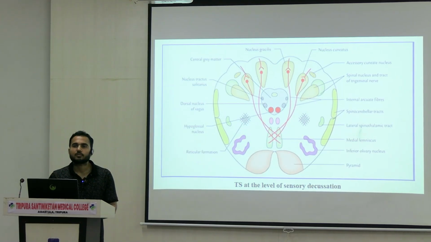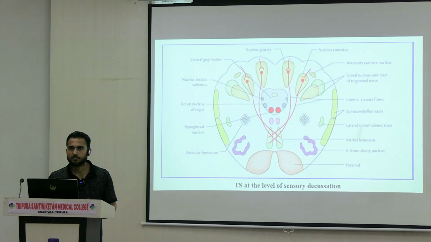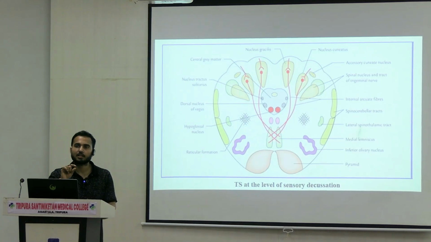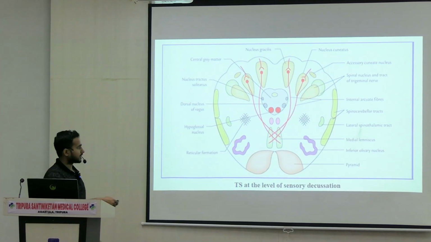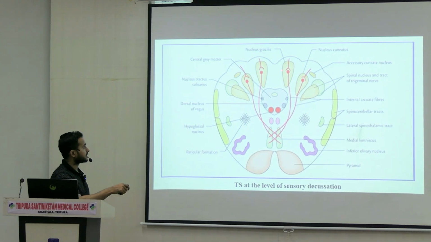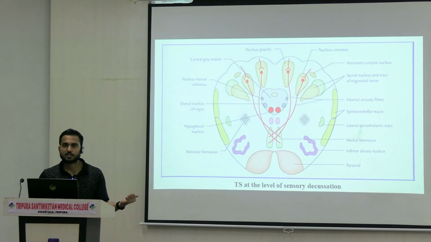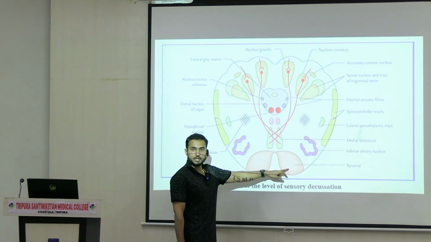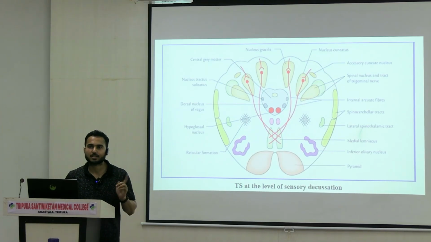Now in sensory decussation, the pattern will be the same. That means first we have to identify the nuclei. Can you tell me which is the anterior aspect and which is the posterior aspect? This is the anterior aspect, this is the posterior aspect. Why am I calling this the anterior aspect? Because here you are getting the pyramid. In the medulla oblongata, where was the pyramid situated when we discussed it?